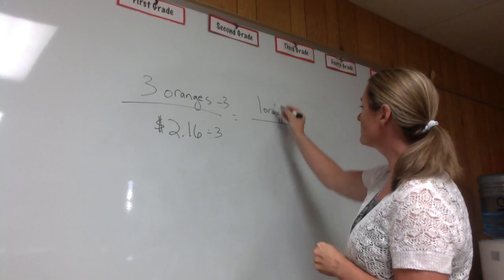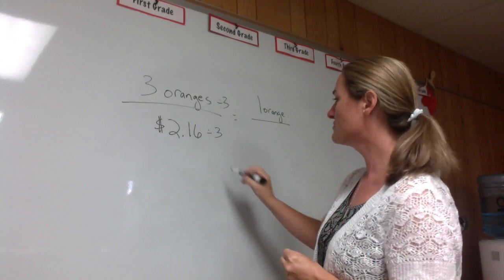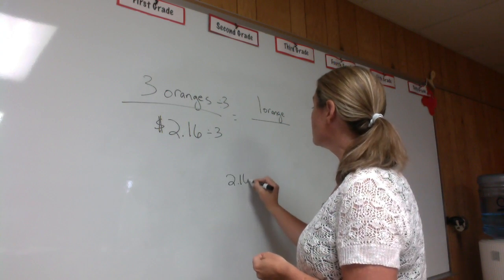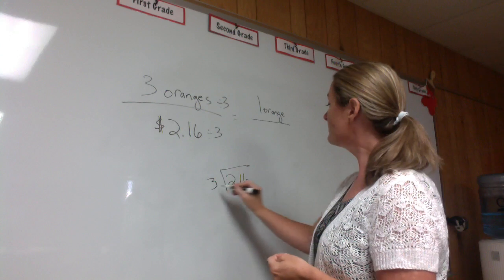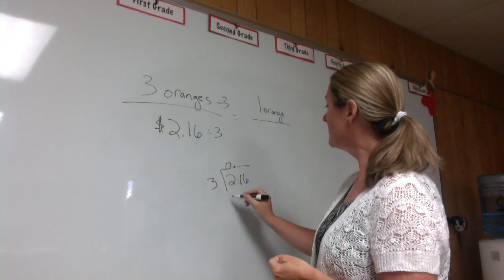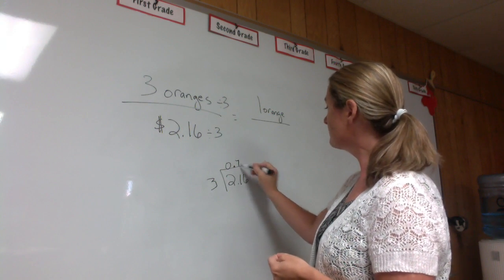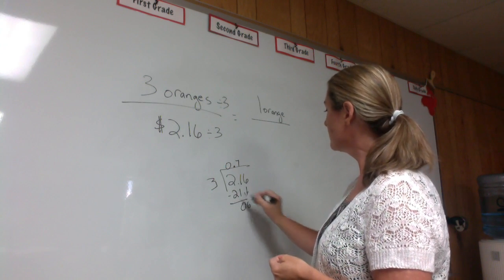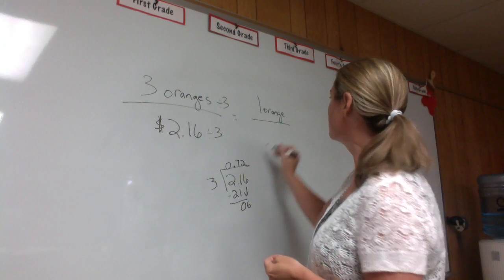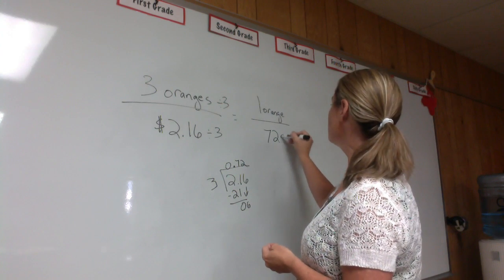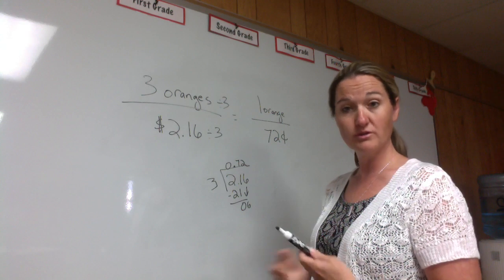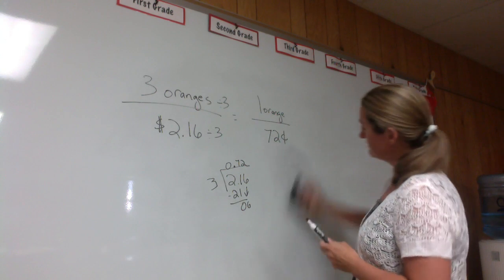So the cost of one orange is whatever $2.16 divided by three is. So $2.16 divided by three. 3 goes into 21 7 times. Bring the 6 down. 3 goes into 6 twice. So it is 72 cents per orange. The unit rate per one orange is 72 cents.